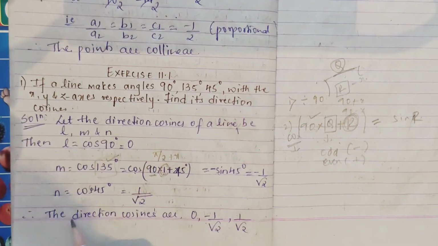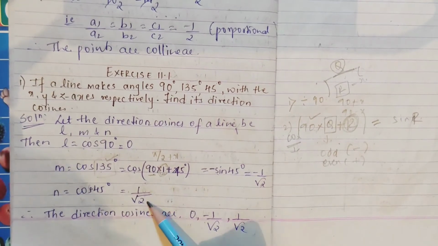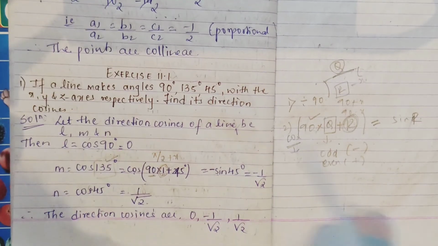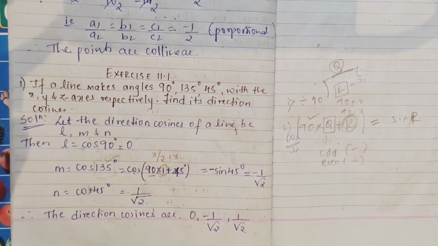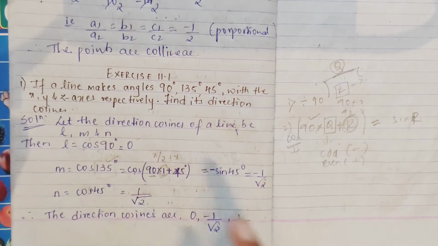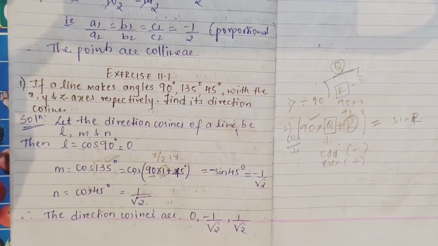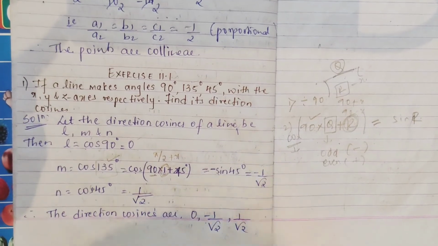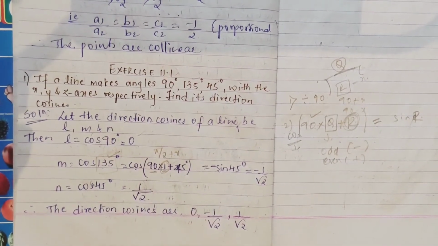Next comes your n cos gamma, gamma 45 degrees, so cos 45 degrees is also 1 by root 2. So you have got your direction cosines 0, minus 1 by root 2 and plus 1 by root 2. Okay, it's very easy. Just remember on converting, most of them have asked me, you are getting confused in converting the angles. I hope now this much is clear for you, how you have to convert your angles.